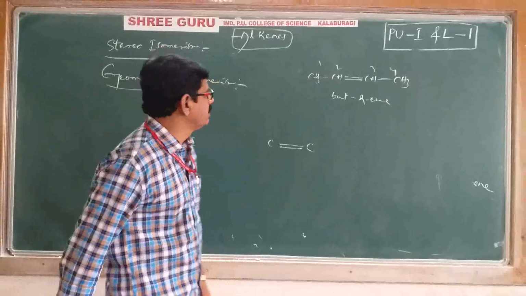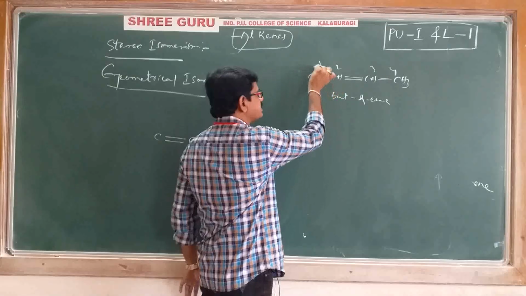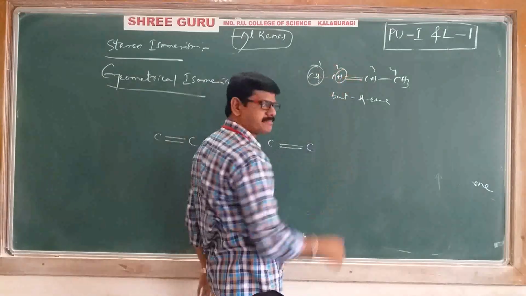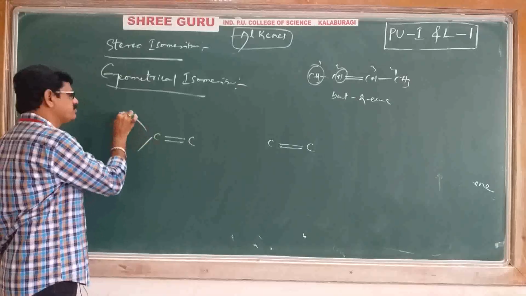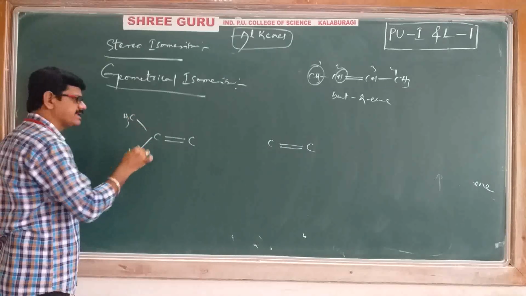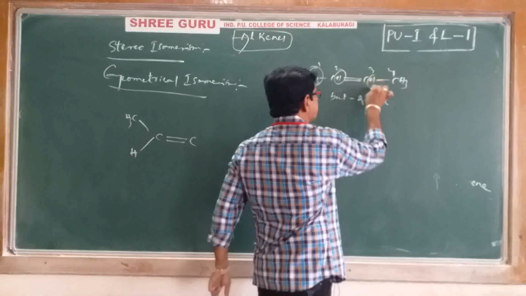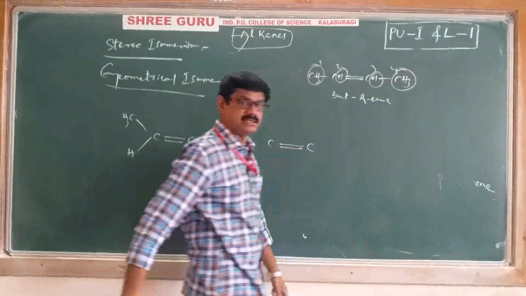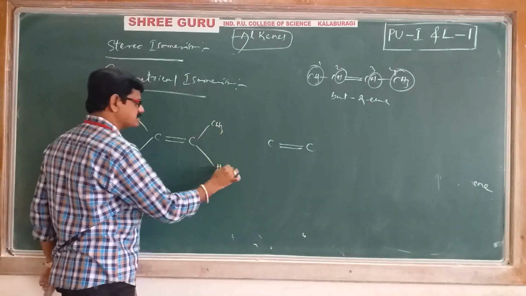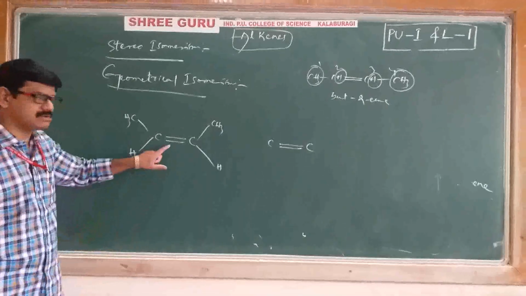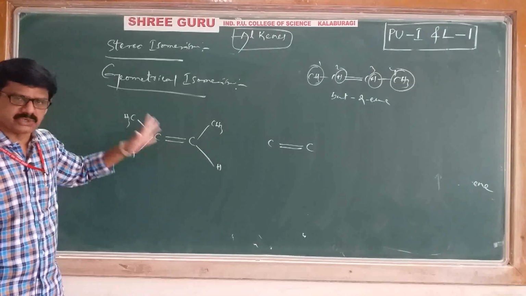Now in but-2-ene, this double bonded carbon has one methyl group and one hydrogen. That's why on this double bonded carbon atom I'll write one methyl group here, as well as one hydrogen here. And again another double bonded carbon also has the same hydrogen as well as a methyl group. Exactly, here also we'll write a methyl as well as hydrogen. That's it. It is also but-2-ene only, no doubt.